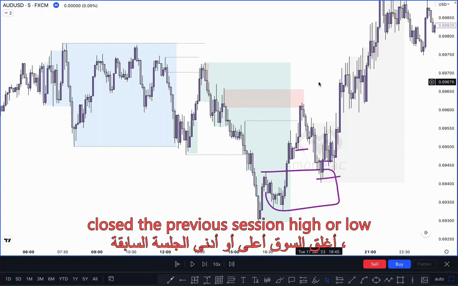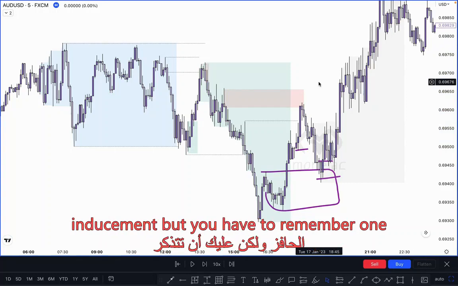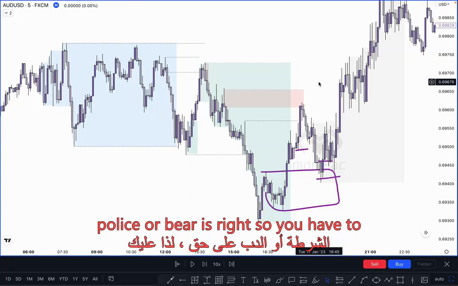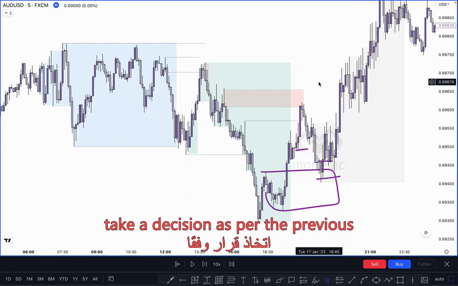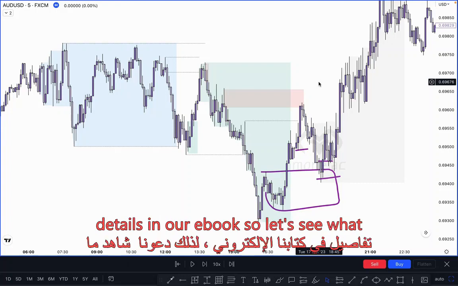If the market closed the previous session high or low, then you have to wait for taking out the inducement. But you have to remember one thing: if the past two sessions are bullish or bearish, right? So you have to take a decision as per the previous session, which is already covered in detail in the ebook. So let's see what happened next here.